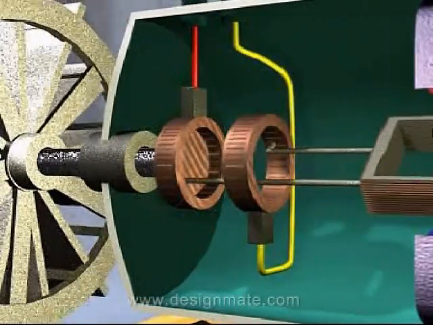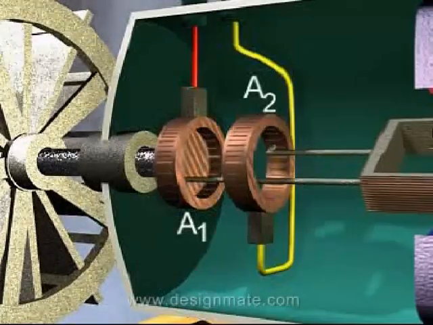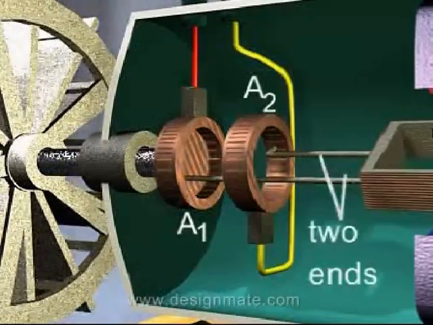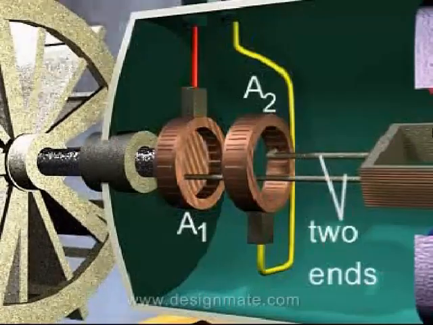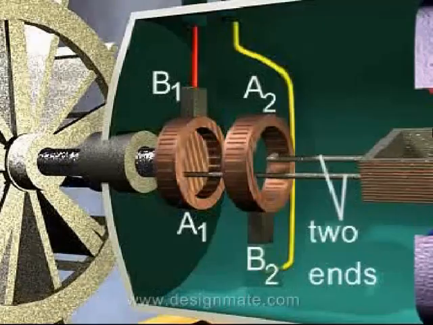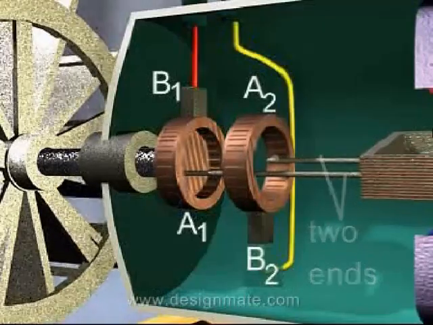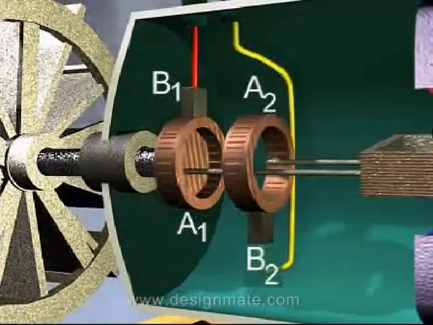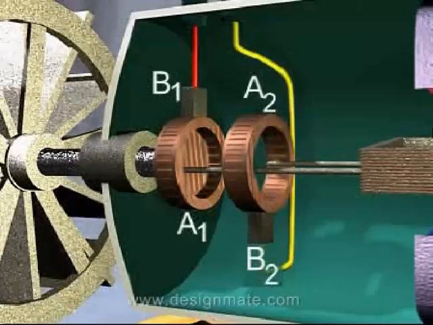Figure shows slip rings A1 and A2 connected with the two ends of the coil, making sliding contacts with brushes B1 and B2, and the induced EMF can be carried to the brushes by this arrangement.